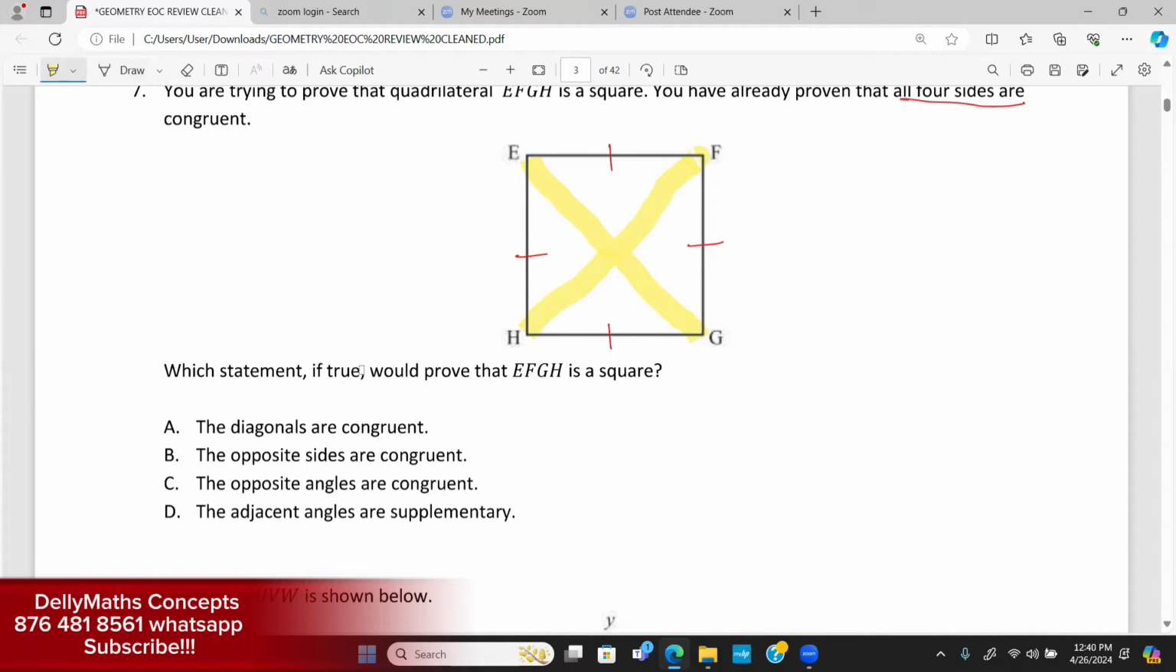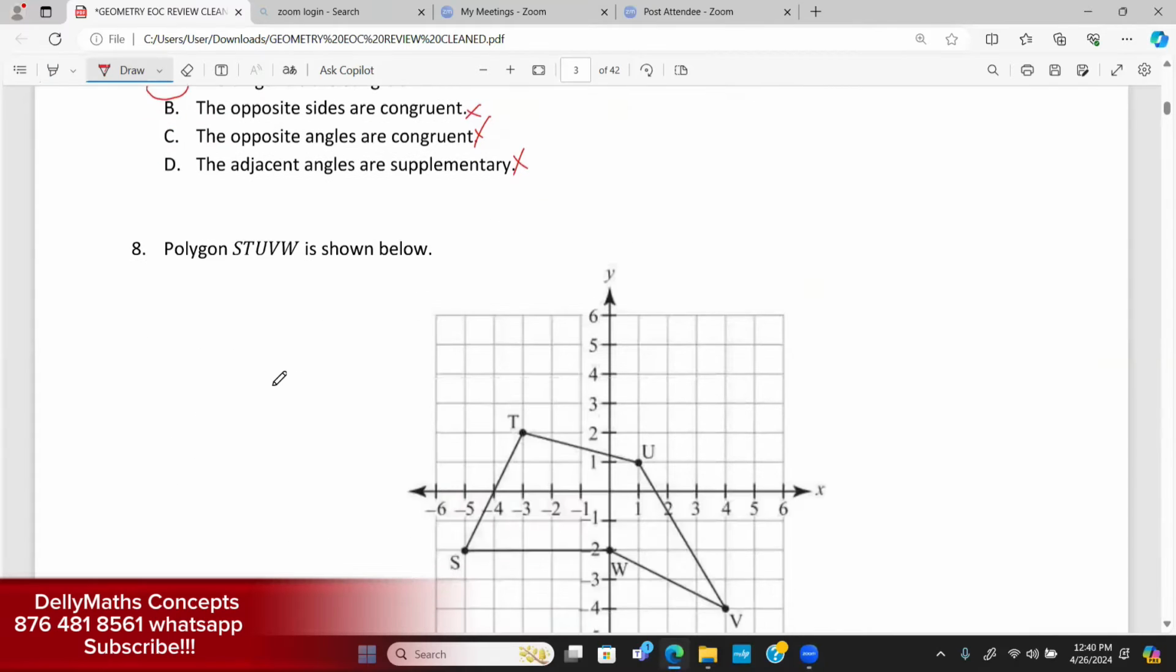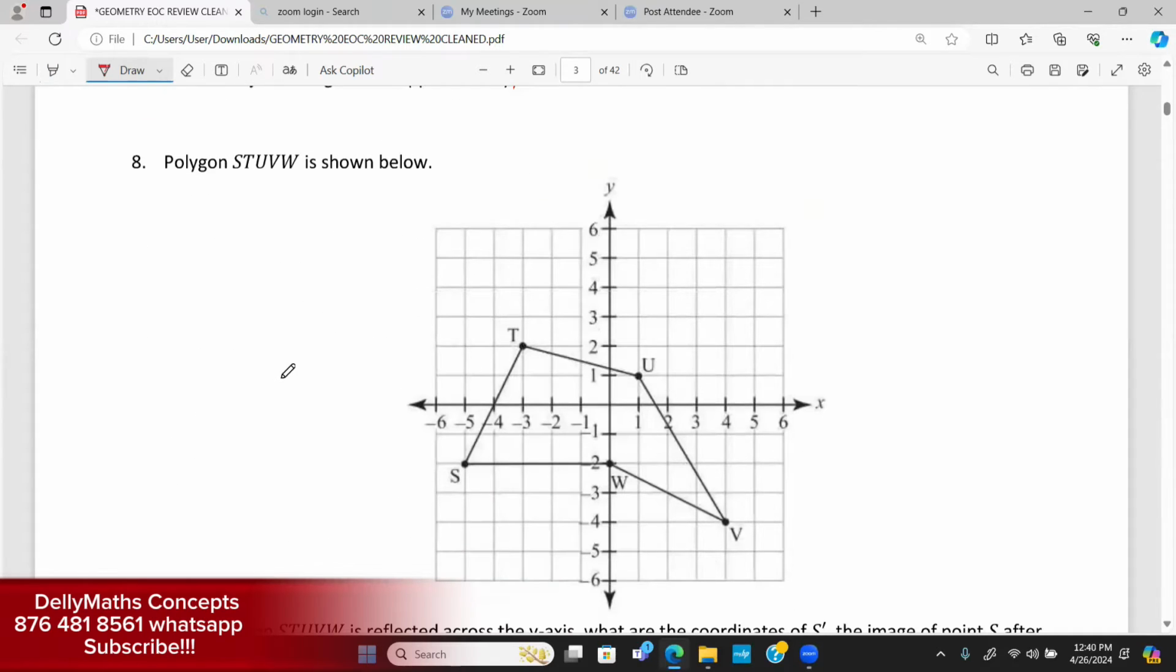The diagonals are congruent. So we're focusing on the diagonals. We're looking for anything that speaks to that. The diagonals are congruent. I'm going to take this and go. And the moment I see that one thing that I'm looking for, I am not going to check anything else, because there is only one correct answer, right? So the diagonals are actually the same. Now let's take a look at question 8.